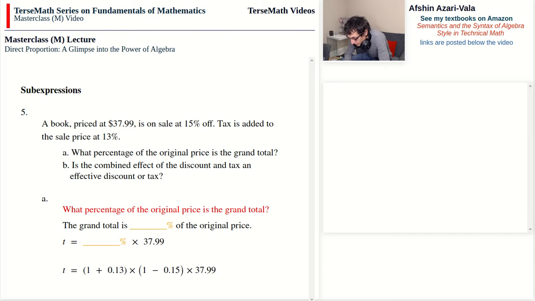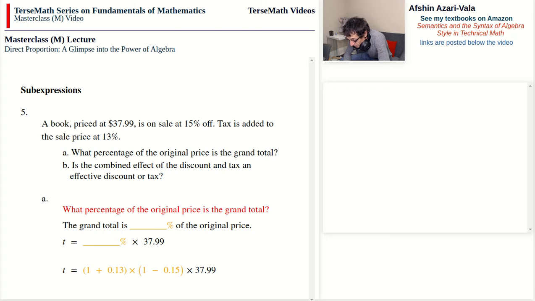Okay, now let's take a look at the equation that we would normally set up to find the grand total, the one that I displayed just a minute earlier. So here we have T equals 113% of the sale price, which is 85% of the price. And now here's the highlighted part. If you compare what we would like to do here, which is find out what number goes with the percentage, and the setup that we have here, you notice that the answer to the question is pretty much given by the multiplication of these two brackets.